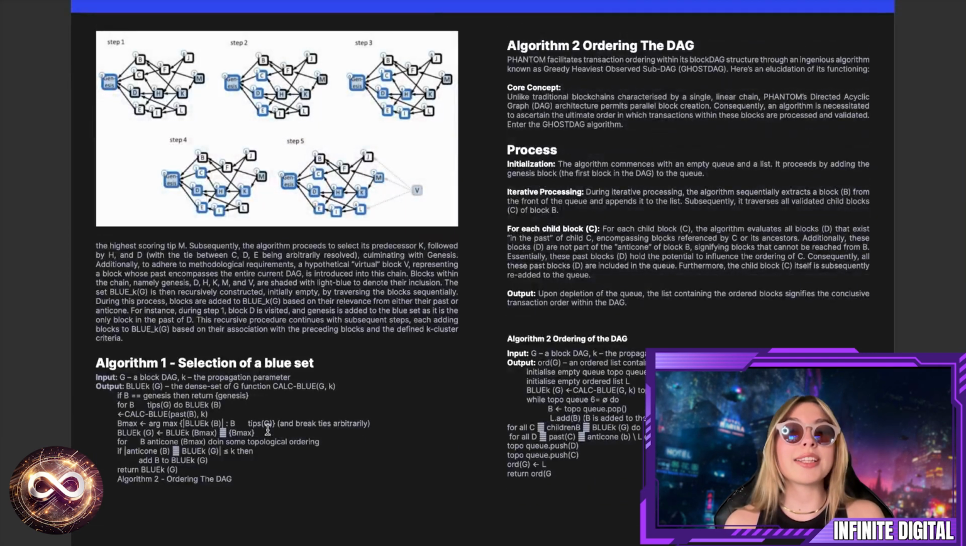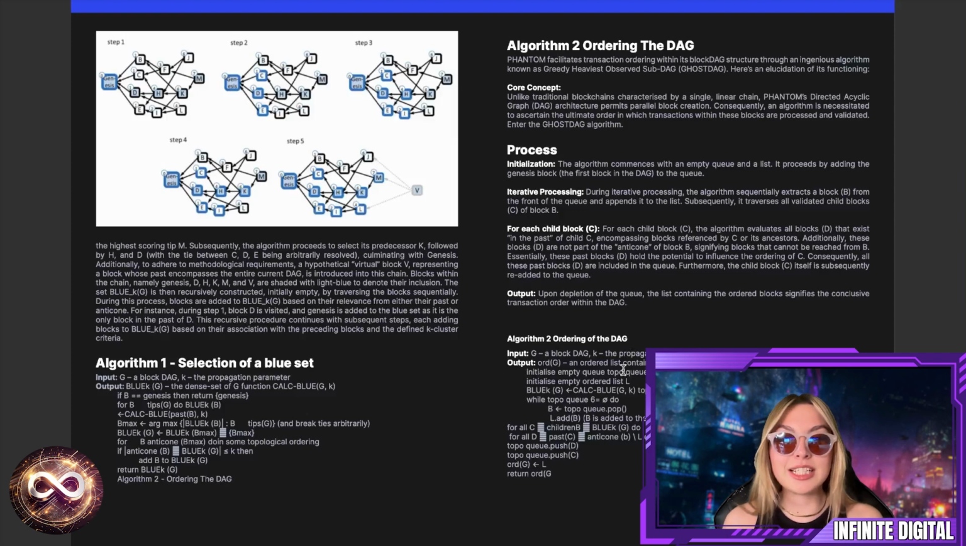Then you've got the selecting of a blue set, algorithm 2, ordering the DAG, the core concept of it, the process, initialization, iterative processing for each child block as well. And over here, once again, you have a visual, picturesque way of describing what goes on. The output upon depletion of the queue, the list containing the ordered blocks, signifies the conclusive transaction order within the DAG itself.